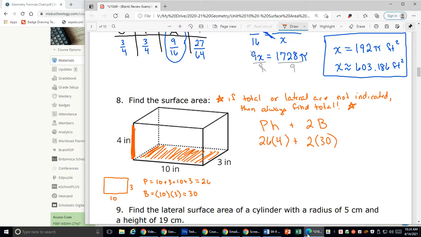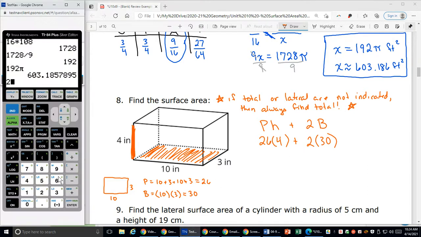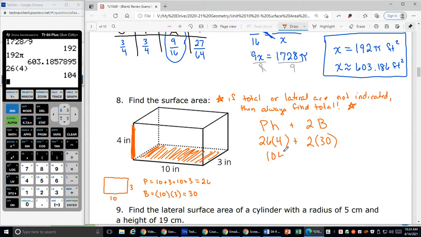All right, in my calculator, I'm going to do 26 times 4, which is 104. Plus 2 times 30, that's 60. So that's going to be 164. My units are inches, and it's area, so square inches. That's my answer.